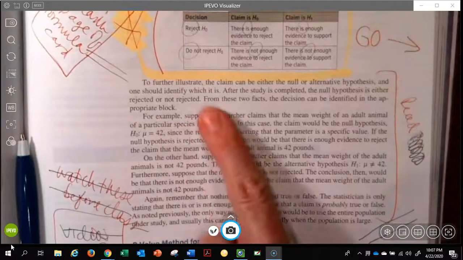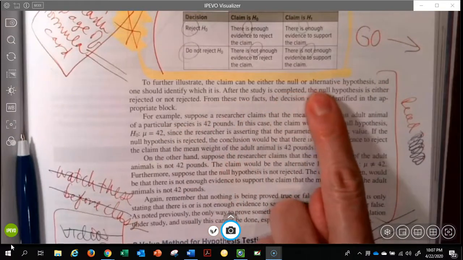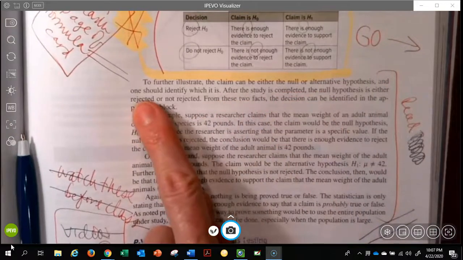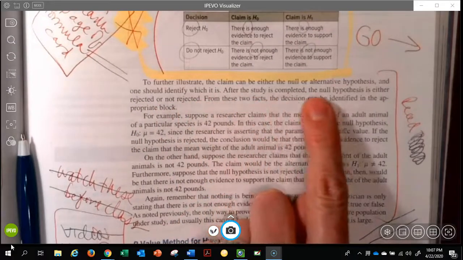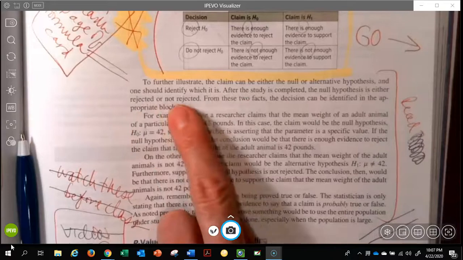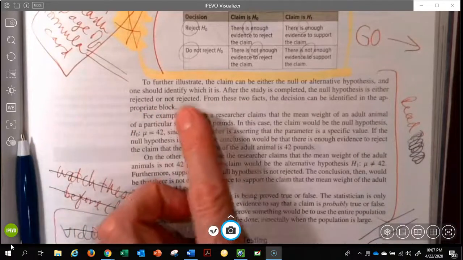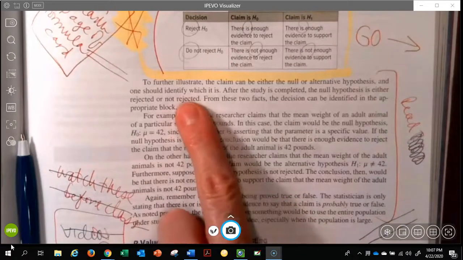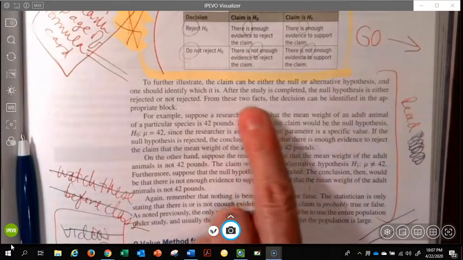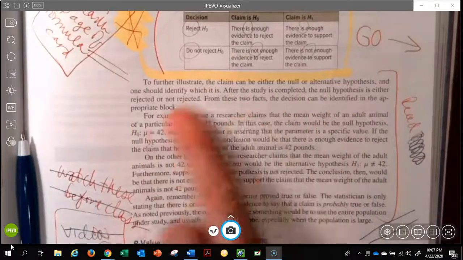To further illustrate, the claim can be either the null or the alternative, and one should identify which it is. After the study is completed, the null hypothesis is either rejected or not rejected. We don't say true or false. And we'll say that down here. We don't say it's yes. Anyway, right back up here. From these two facts, the decision can be identified in the appropriate block.